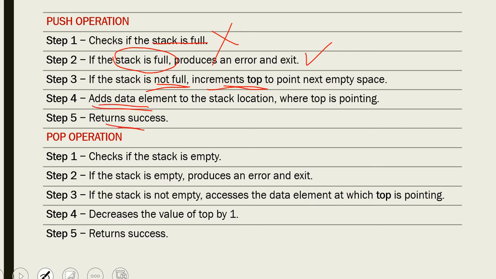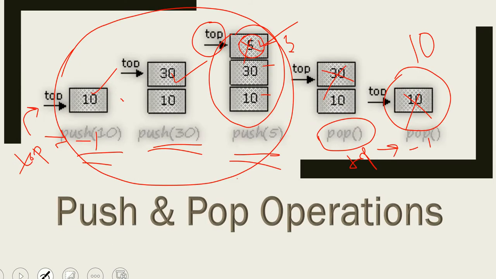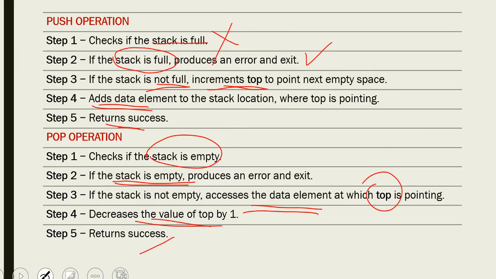Similarly, in the pop operation, first you should check if the stack is empty. If the stack is empty, you cannot remove any elements, so you should notify the user that the stack is empty. If the stack is not empty, then you should take out the data element at which top is pointing, then decrease the top value and return success. Decreasing the top value means it will remove this and then top comes back, right? That is decreasing the top.